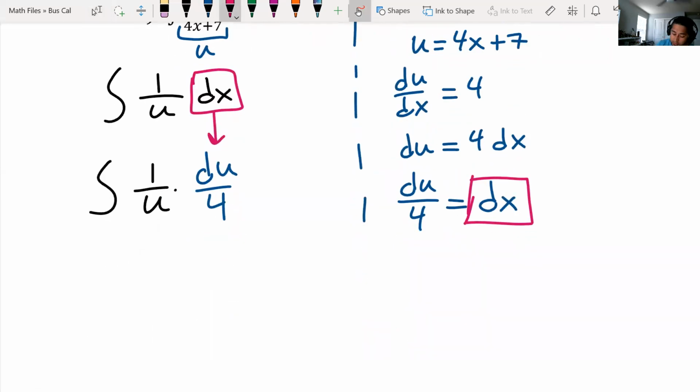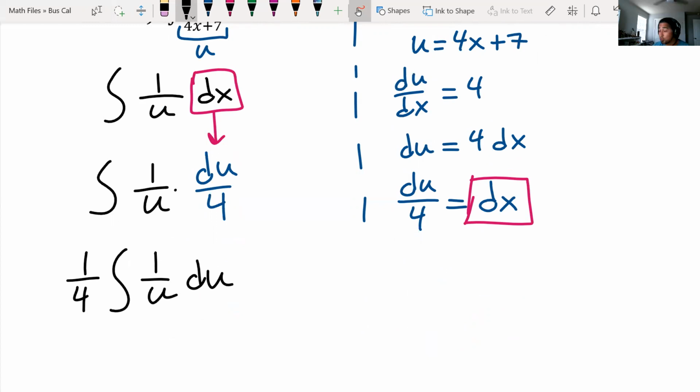Okay, so what I'm going to do is take out the 1/4. There's a fraction of 1/4, so this will be rewritten as 1/4 times the integral of 1 over u du. And all I did was take that fraction out.